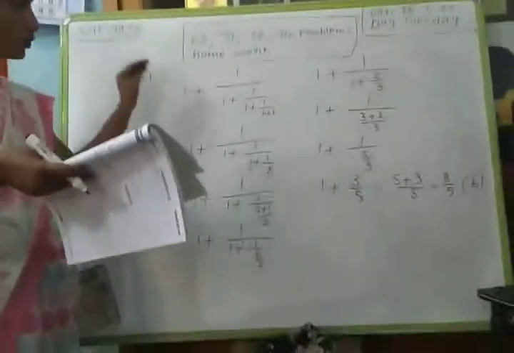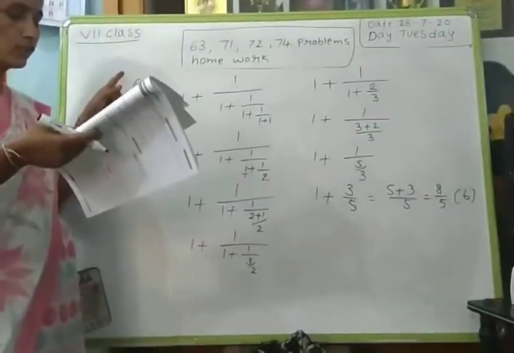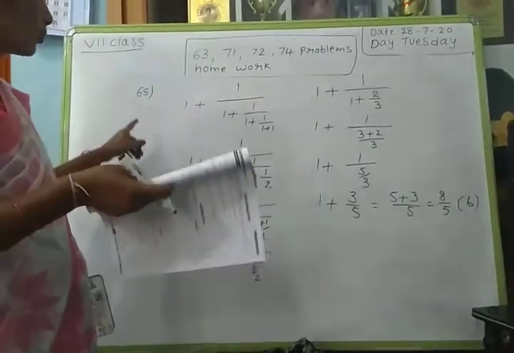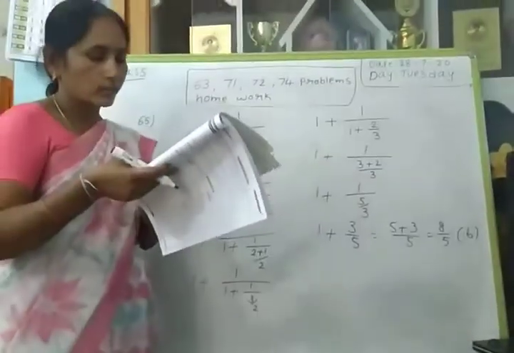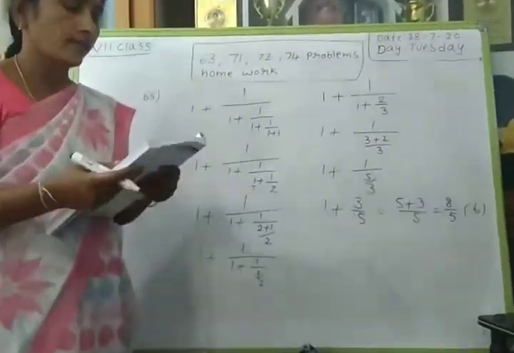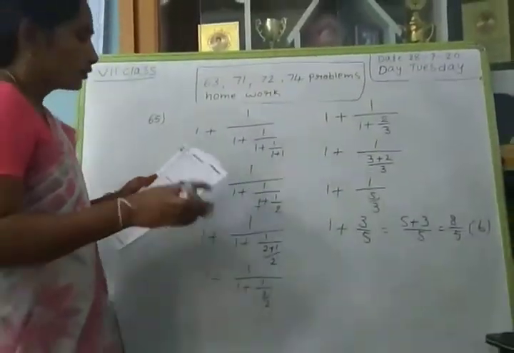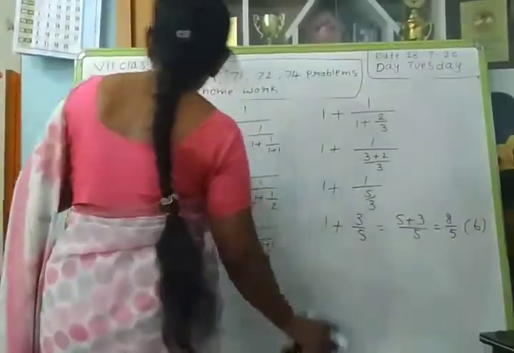66, 67 are totally like this only. Today I will not say why, because again you will get confused. Today you see carefully 64 and 65, 62 problems practice. Tomorrow I will explain 66 and 67. 68th problem, see, comprehension type question.